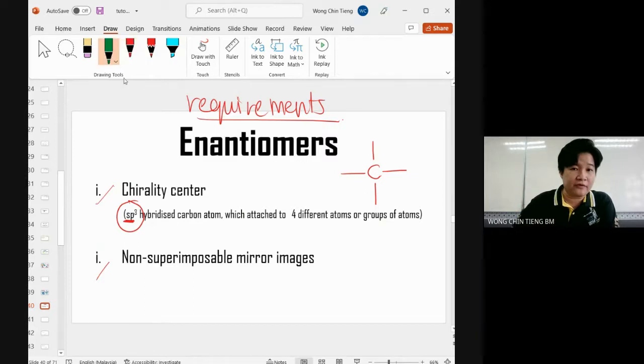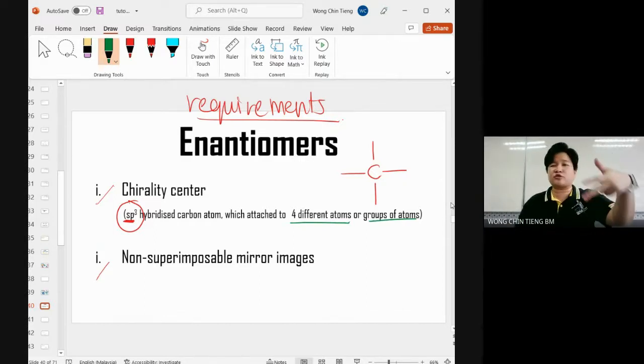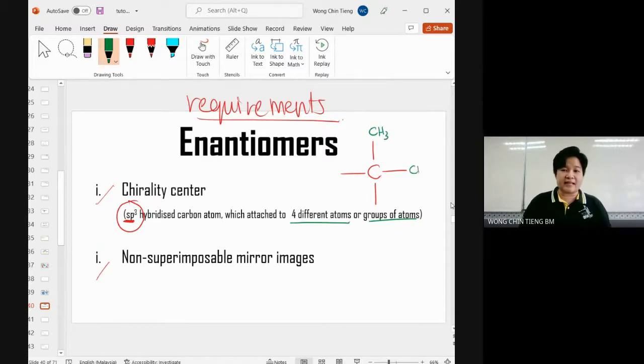And these 4 single bond need to have 4 different group of atoms attached to it. Tak kisah apa. Hydrogen, OH, CH3, kumpulan apa pun saya tak kisah, tapi 4 orang tu kena berbeza. Okay? Dan bila saya kata berbeza, CH3 adalah berbeza dengan CH2, CH3. Okay? Alright? The difference can be as simple as H and OH.